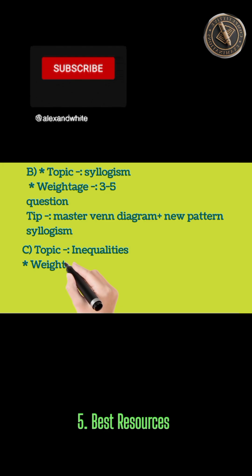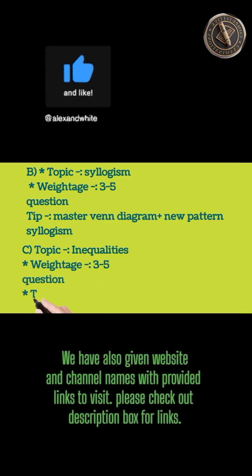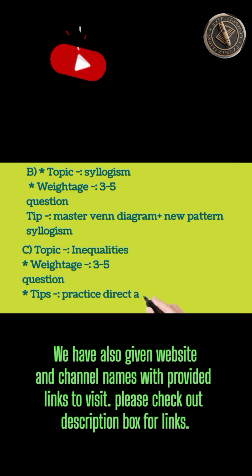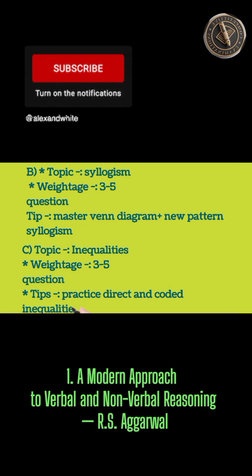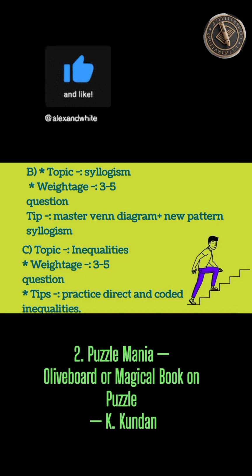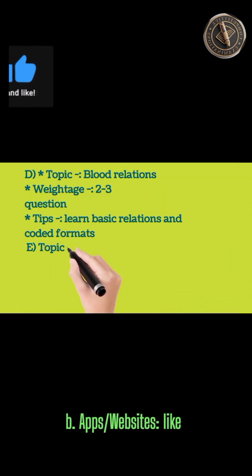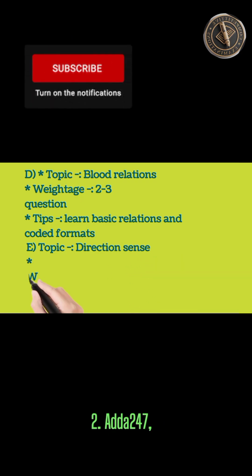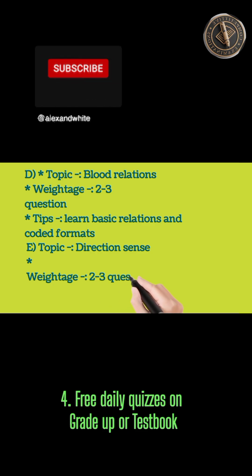5. Best resources. We have mentioned some famous books with links given to buy or purchase. We have also given website and channel names with provided links to visit. Please check the description box for links. Books like 1. A Modern Approach to Verbal and Non-Verbal Reasoning, R.S. Aggarwal. 2. Puzzle Mania, Oliveboard, or Magical Book on Puzzle, K. Kundan. Apps and websites like 1. Oliveboard. 2. Adda247. 3. Practice Mock. 4. Free daily quizzes on GradeUp or Testbook.